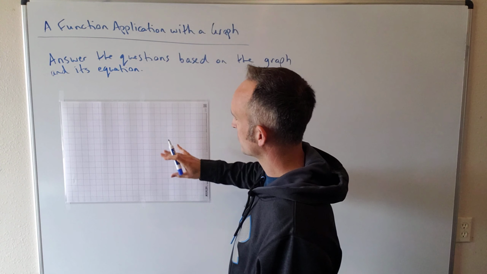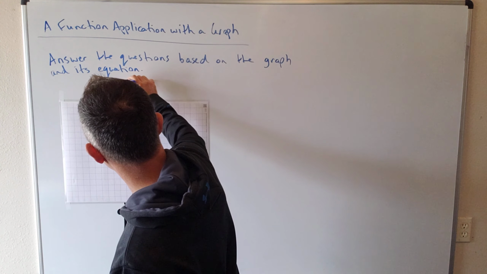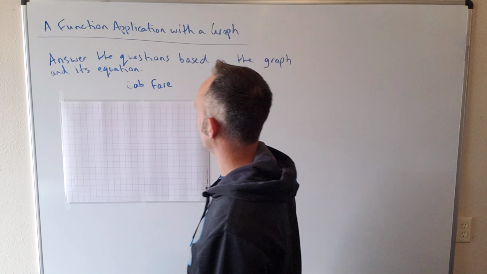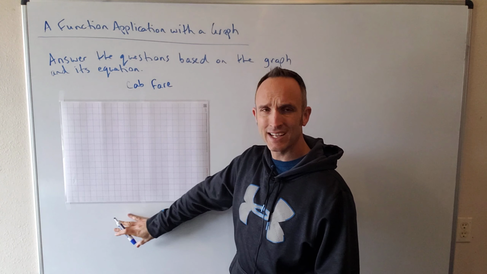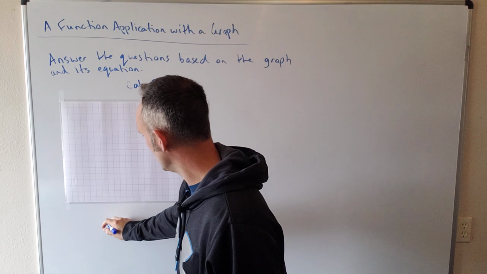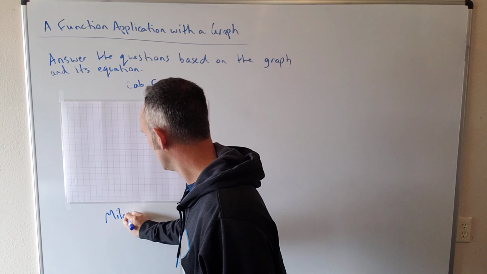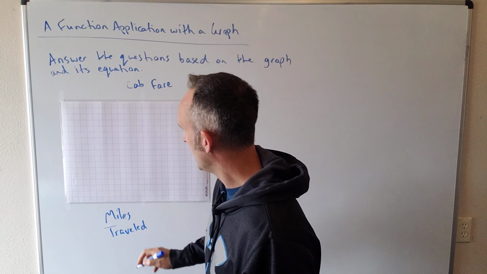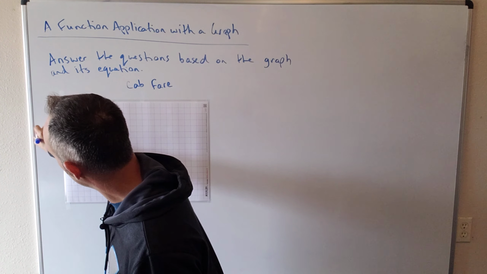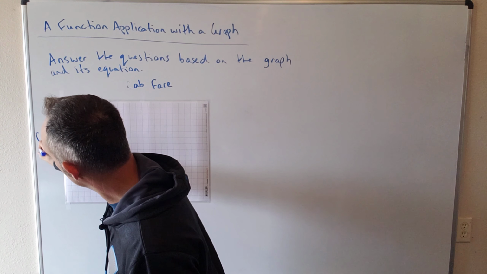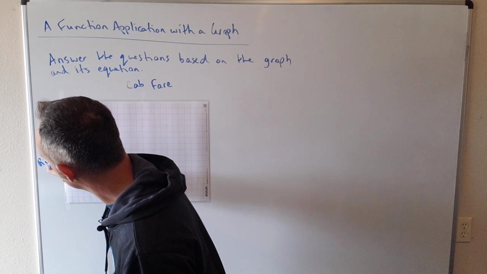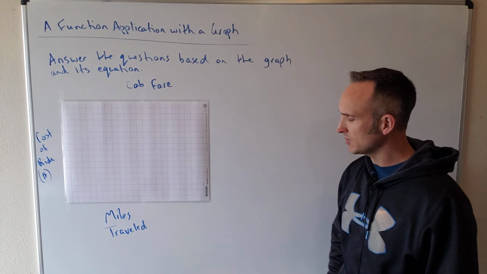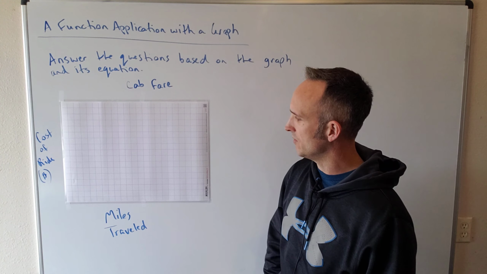So this graph is going to represent cab fare. That will be the title of this graph. Our x-axis will be miles traveled, and our y-axis will be the cost of the ride, in dollars. So miles traveled versus cost of the ride.